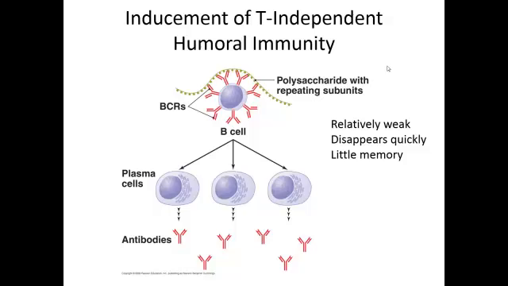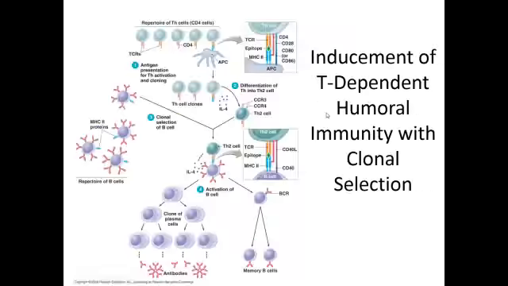Therefore, they're not protected against H. influenzae. So we have a vaccine now. The vaccine helps prevent meningitis from happening in small children. Now let's move on to the more common inducement of T-dependent humoral immunity with clonal selection.